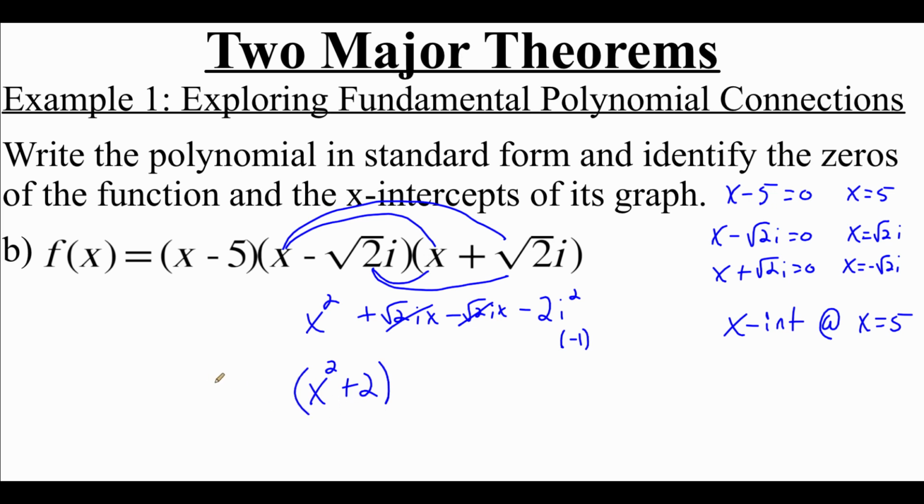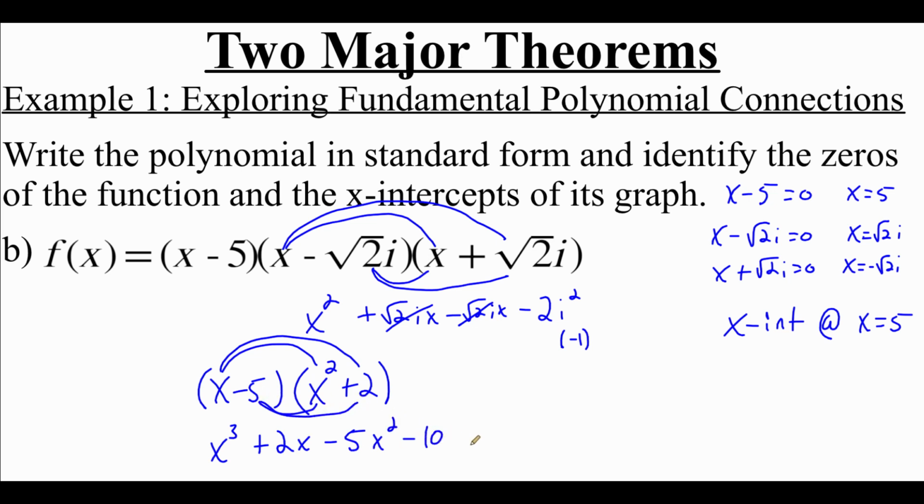But we have to remember that we still have that x minus 5 factor hanging out in the front that we haven't used yet. So I'm going to have to do a little bit more foiling. So I'm going to take the x times the x squared to get x cubed. Then if I take the x times the 2, I'll get plus 2x. The negative 5 times the x squared is minus 5x squared. And then negative 5 times 2 is negative 10.